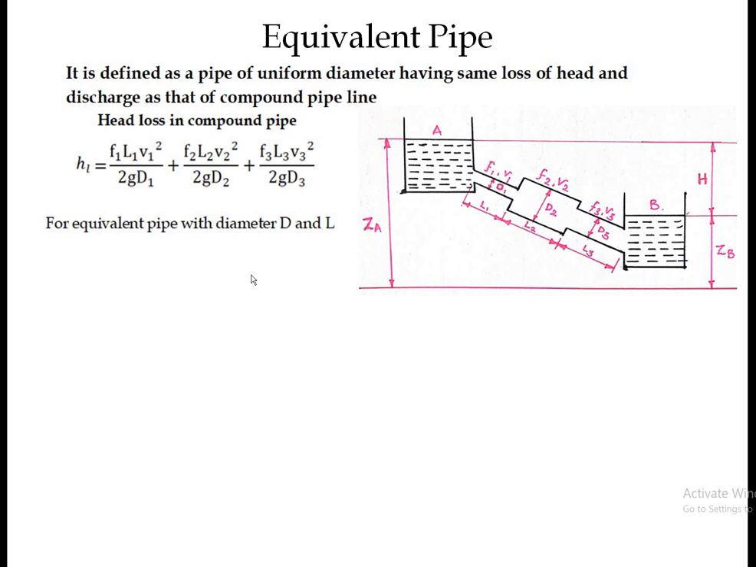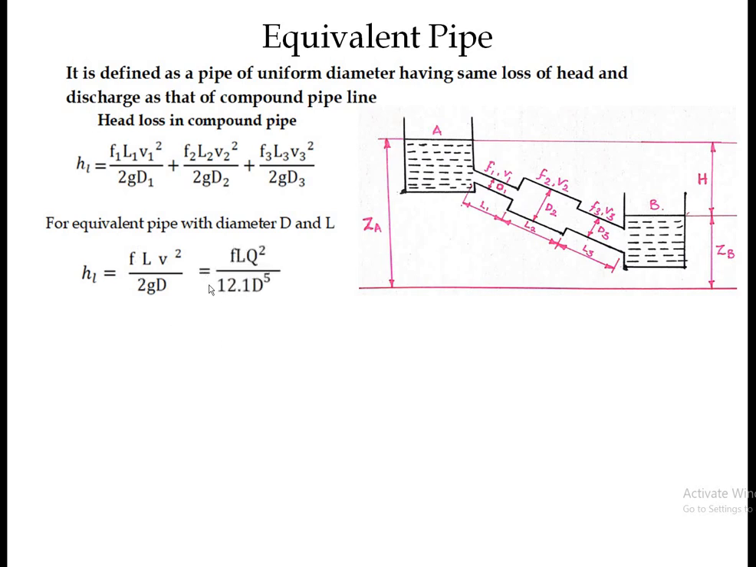For an equivalent pipe with a diameter D and length L, suppose I have replaced this compound pipe by a single uniform diameter pipe. In that case, HL becomes f L V square upon 2g D, because the diameter is uniform, so the velocity is the same throughout the pipe. This is the head loss for the equivalent pipe.